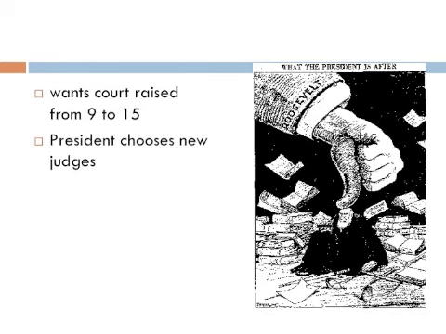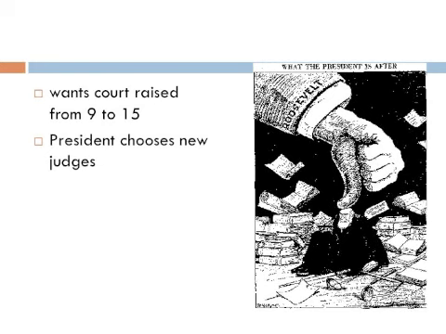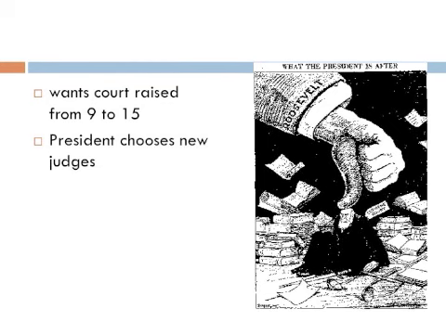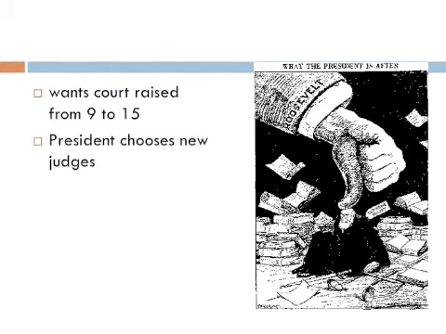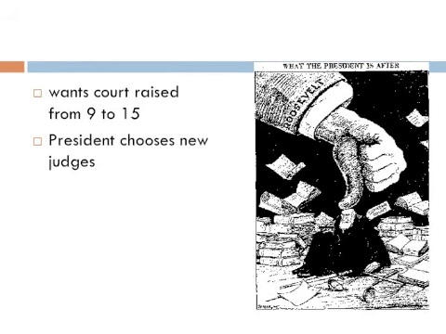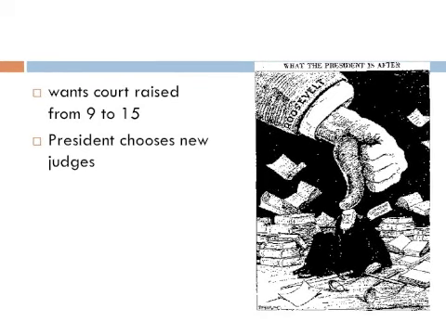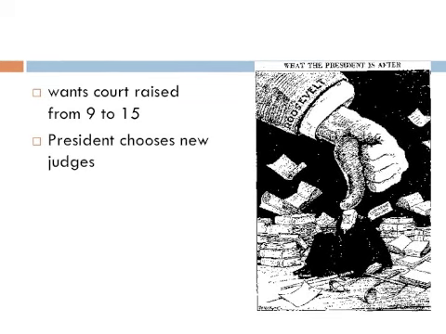The solution he comes up with is what's called court packing, and the reason he does this is because FDR believes the court is hampering relief and reform that is necessary for the United States. So the proposal he makes is that he wants the Supreme Court raised from 9 justices to 15, and along with that, the president will be able to choose the new judges. Now, FDR misjudges the feelings of the American people on this, and the people pretty much come up against him. It effectively ends the New Deal and ends the programs that are associated with it.